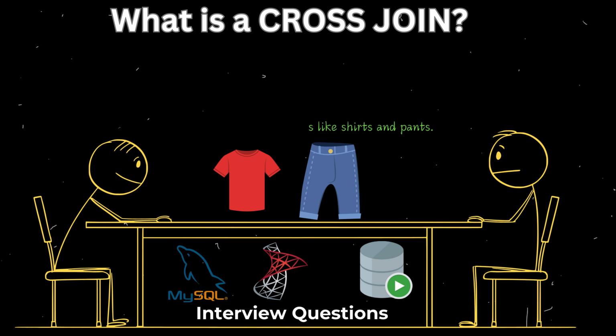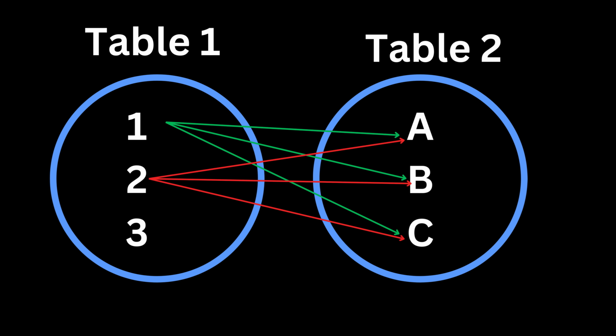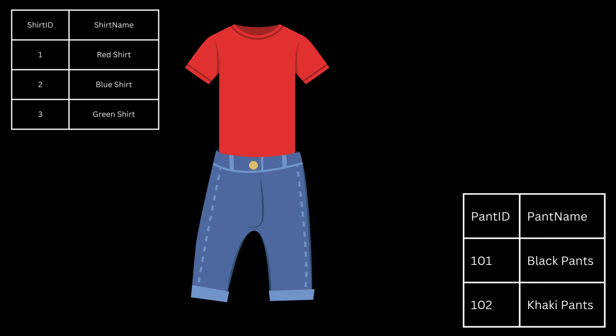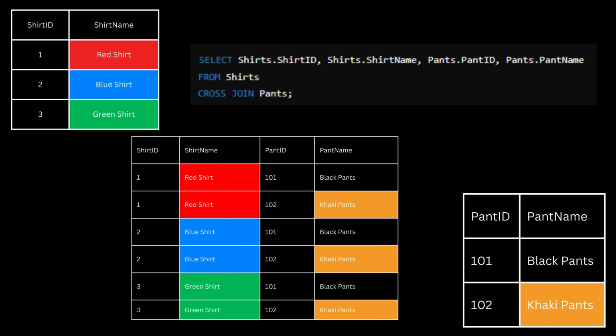What is a cross join? Cross join returns the Cartesian product of two tables, meaning it combines all rows from the first table with all rows from the second table. Imagine you have a list of shirts and a list of pants. A cross join would pair each shirt with every pair of pants, showing all possible outfit combinations.